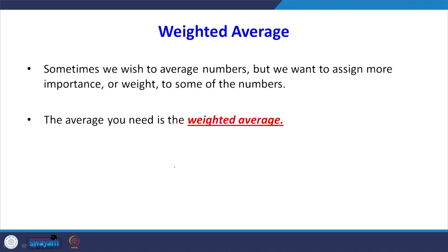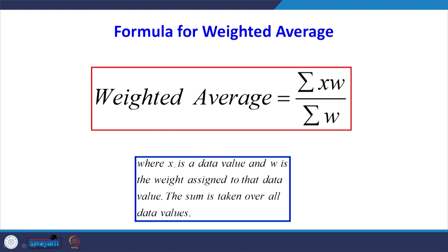Sometimes we will list the numbers to average, but we want to assign more importance or weight to some of the numbers. The average you need is the weighted average. So, the weighted average is the sum of the product of weightage and that value, divided by the sum of weights, where x is the data value and w is the weight assigned to the data value. The sum is taken over all data values.